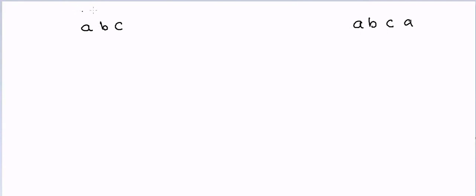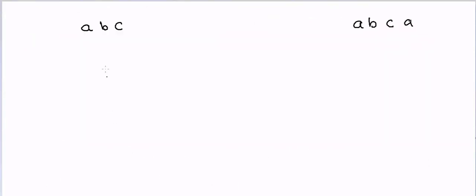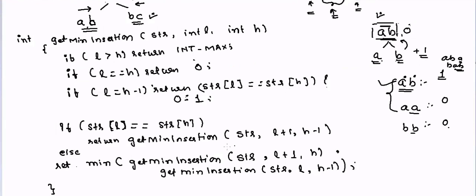Now let's proceed with the algorithm. We are passing L equal to 0 and H equal to 2 over here. So we'll check whether L is greater than H, just like this condition. No, L is not greater than H. L is equal to H? No. L is equal to H minus 1? No. So it will check if string of L equals string of H. No, they are not matching. So it will pass for this 0 and 2. Over here, we'll pass 0, 1, A and B as L and H, and we'll pass 1 and 2, B and C. Now we'll check over here again.